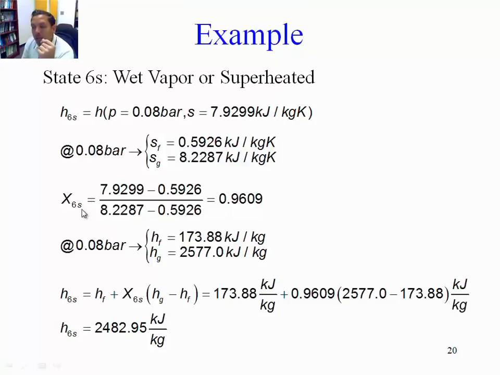Then we can calculate the quality, and the quality turns out to be 0.96. Now we're farther inside the saturation dome. It's 7.9299 minus 0.59 divided by 8.22 minus 0.59. So it's 96.09%. Again, at 0.08 bar, which is the pressure at the outlet of state 6, we have the enthalpy of saturated liquid and the enthalpy of saturated vapor. We plug those values into the equation with the new quality, and we get 2,482.95. So now we have all the enthalpies, states 2, 4, and 6, at least the ideal ones.